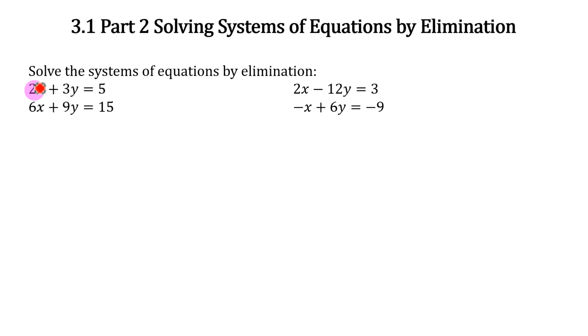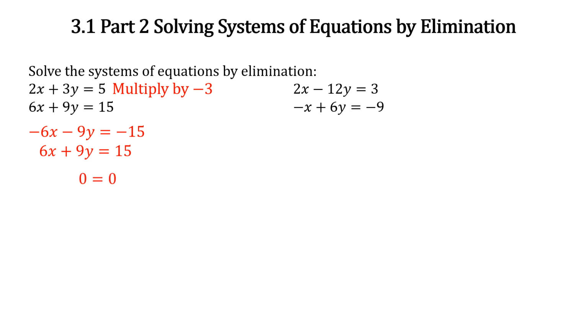Okay. I see I could turn 2 into 6, or I could turn 3 into 9. It would be multiplying by negative 3 because I want the signs to change when I add them together. So I multiply the top by negative 3, and I get negative 6x minus 9y equals negative 15. Now when I start adding everything up, everything just cancels out. So what does that mean? It means they're the same line. There are infinitely many solutions here. This is called a tautology. If you get a number that equals itself, then there are infinite solutions.